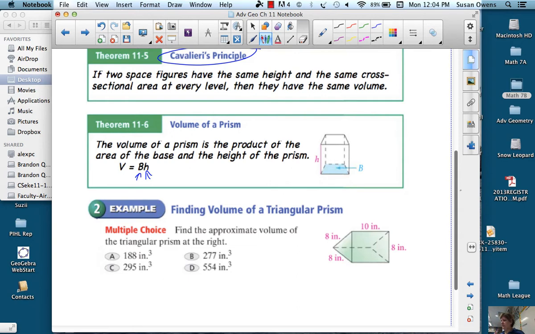Now, in order to do this, if it's a triangular prism, we'd have to make the triangles the bases. If it's an oblique rectangular prism, we'd have to make the parallelograms the base, and then we can use this principle.